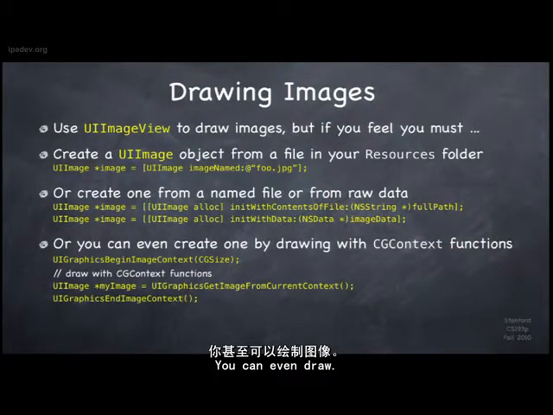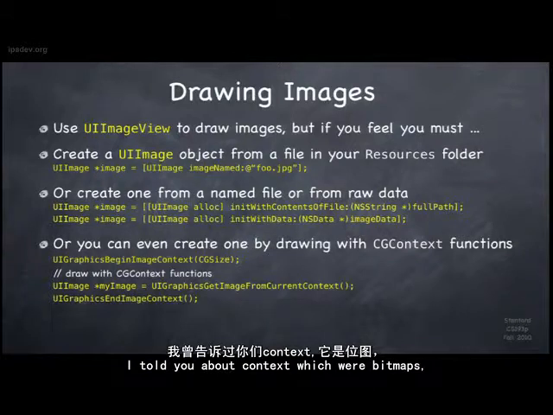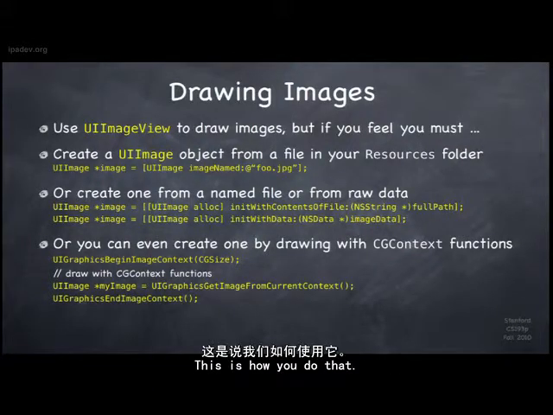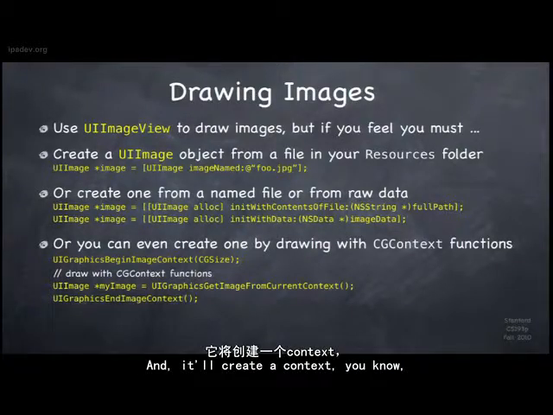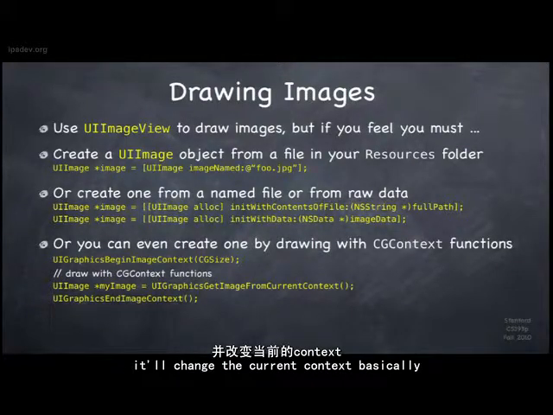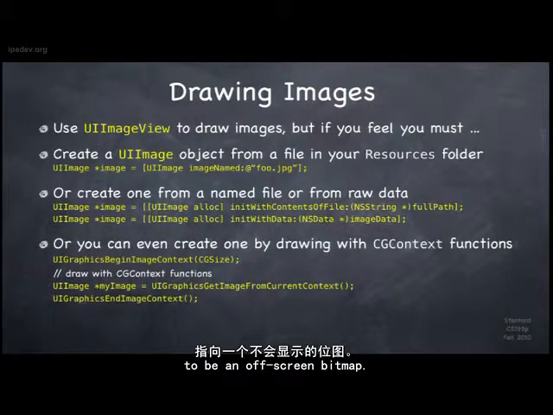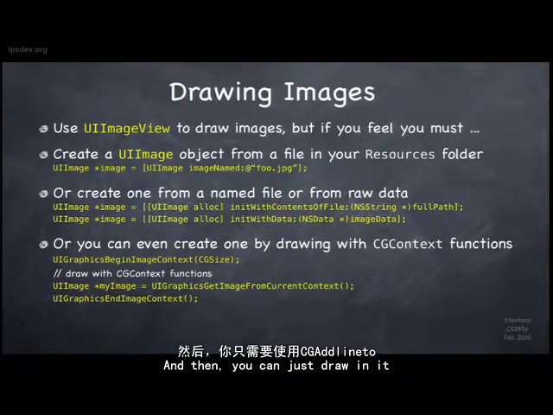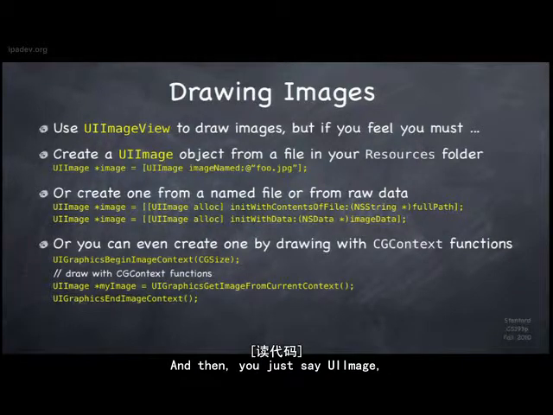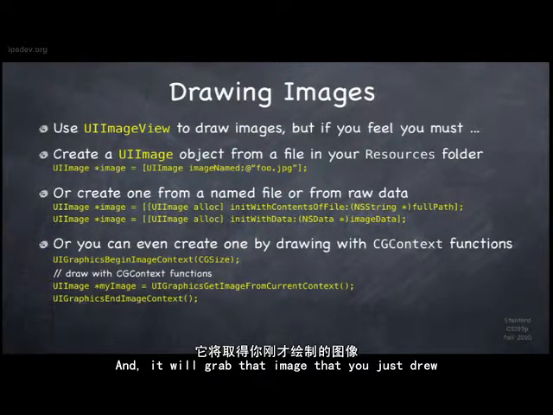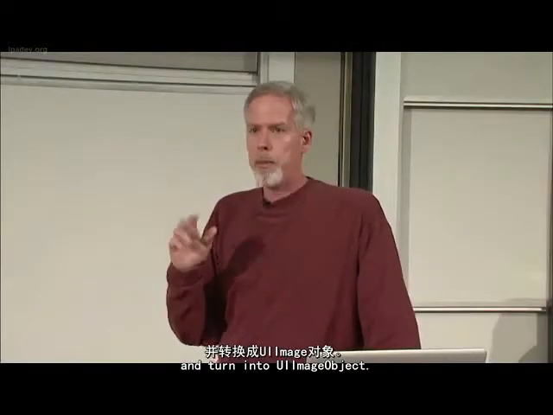You can even draw. I told you about contexts, which were bitmaps, basically drawing to a bitmap. This is how you do that. You call this UIGraphicsBeginImageContext, and it will create a context, it'll change the current context basically to be an off-screen bitmap. And then you can just draw in it with CGAddLineTo, all these things. And then you just say UIGraphicsGetImageFromCurrentContext, and it will grab that image that you just drew and turn it into a UIImage object.